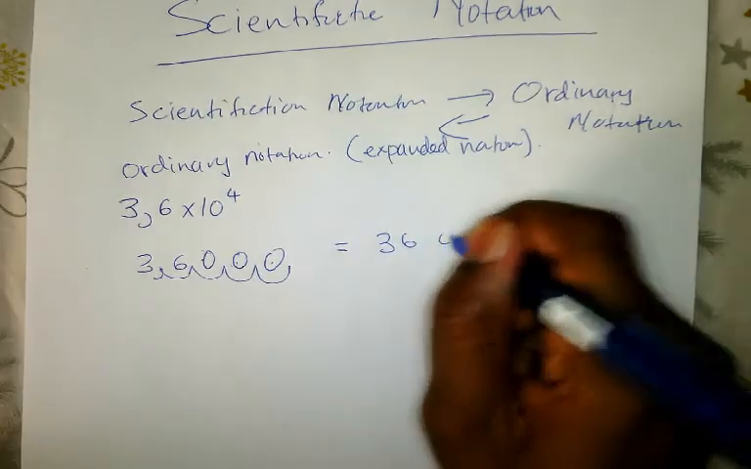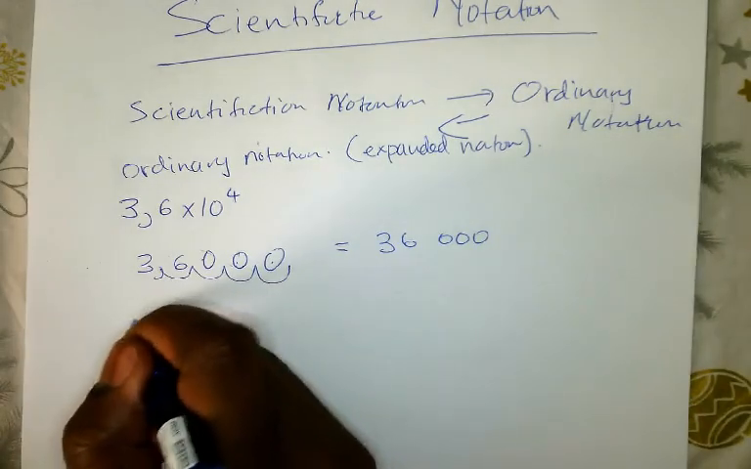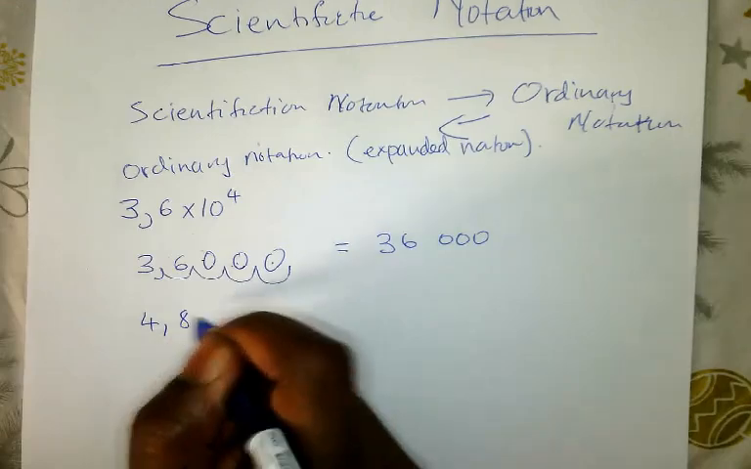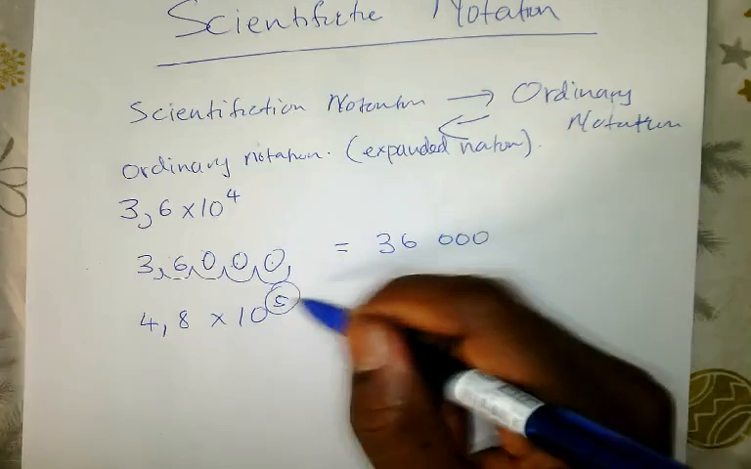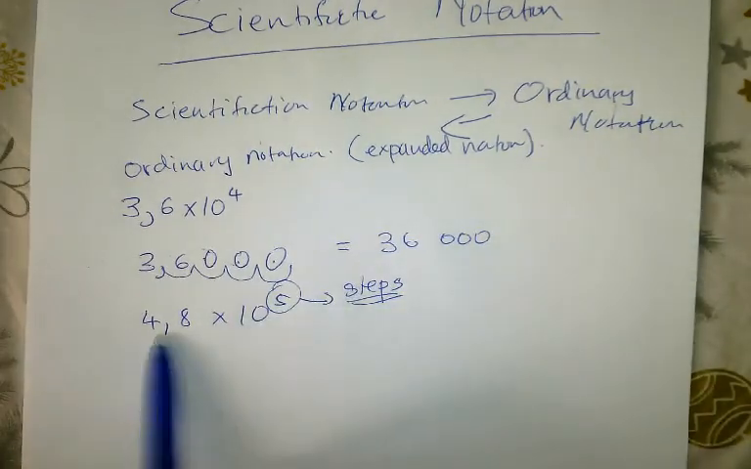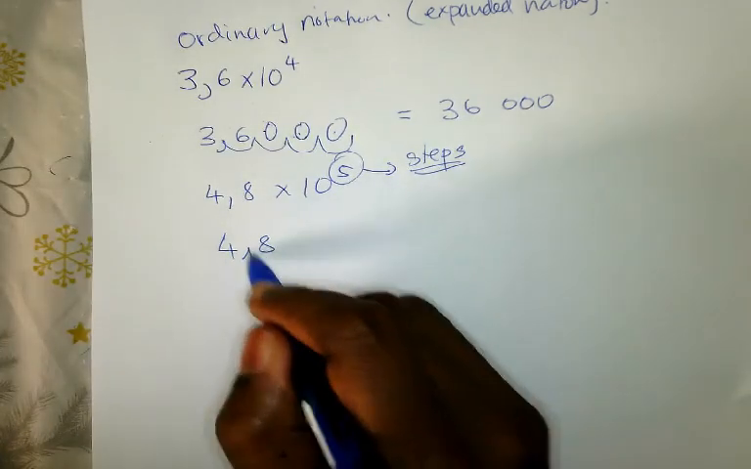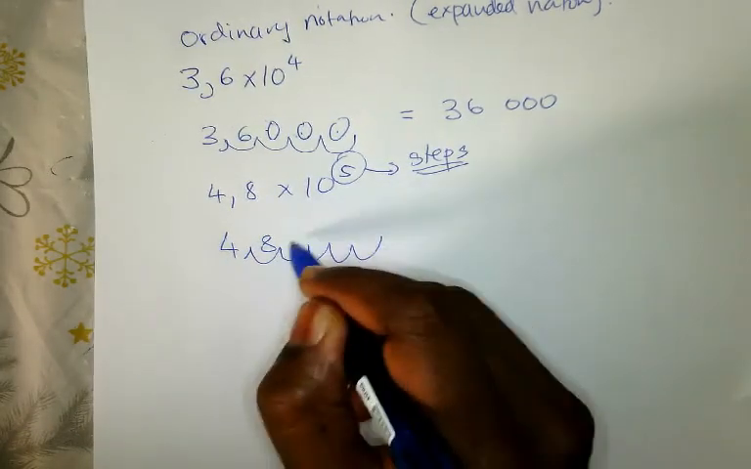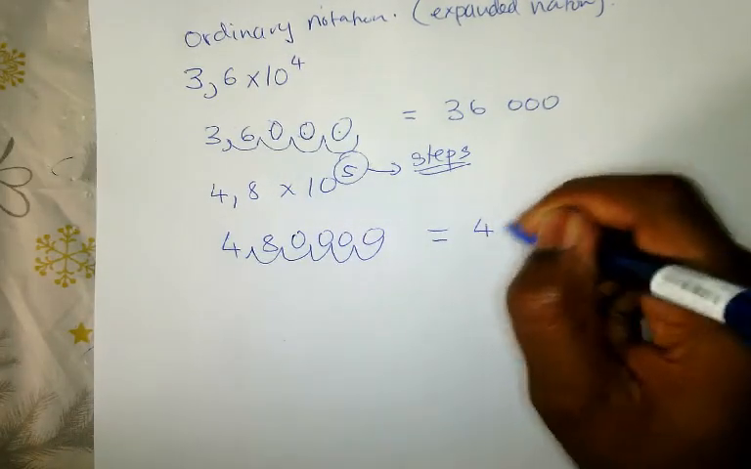So this is what you do. Let's try another question. 4,8 times 10 to the 5. So this tells us how many steps we're going to move. So we're going to move the comma how many steps now? 5 times. So I'm going to write 4,8, then we move it 1, 2, 3, 4, 5. Then we fill it with zeros there. So what will be the answer? 480,000. Is it fine? Yes, sir.